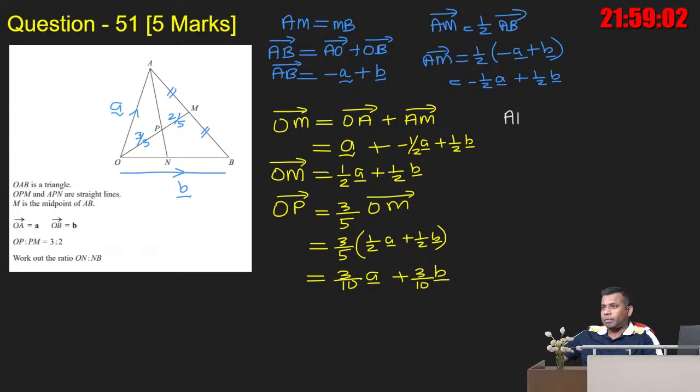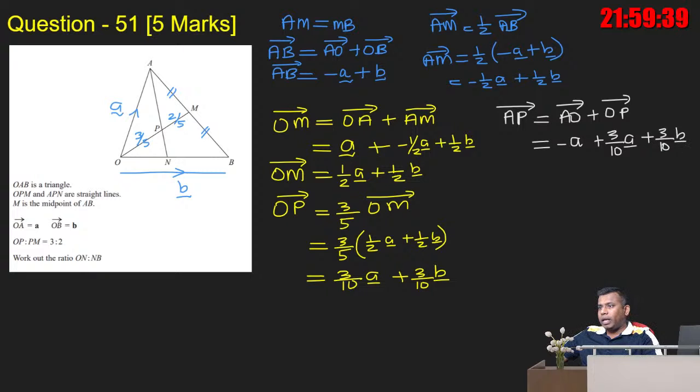AP vector, right? I can write AP vector as AO vector plus OP vector, right? Now AO vector is minus A, plus OP vector, we already know that one, 3/10 of A plus 3/10 of B.